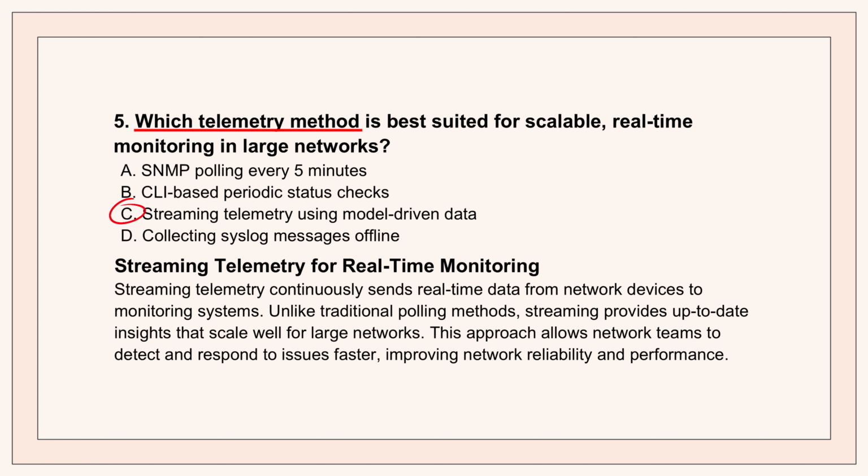Okay, let's break that down. Traditional methods like SNMP polling are like asking the network, how are you, every few minutes. You get snapshots, but you miss things happening between polls. CLI checks are even slower, more manual. Streaming telemetry is different. The network devices push data out continuously in real time as things happen. And the model-driven part means the data is structured, consistent, like using standard labels. This makes it much easier for automated tools to ingest and analyze that constant stream of information very quickly.